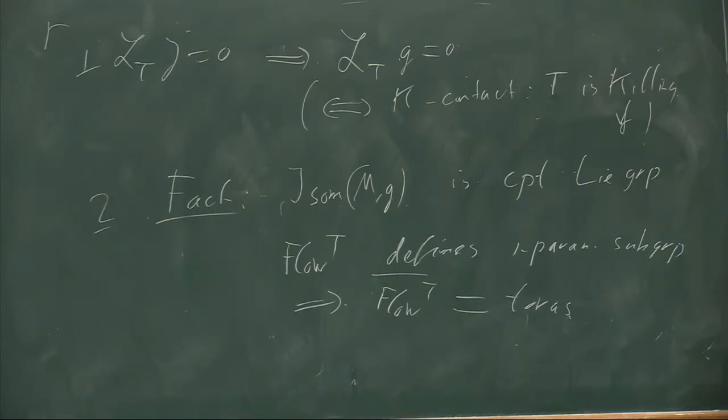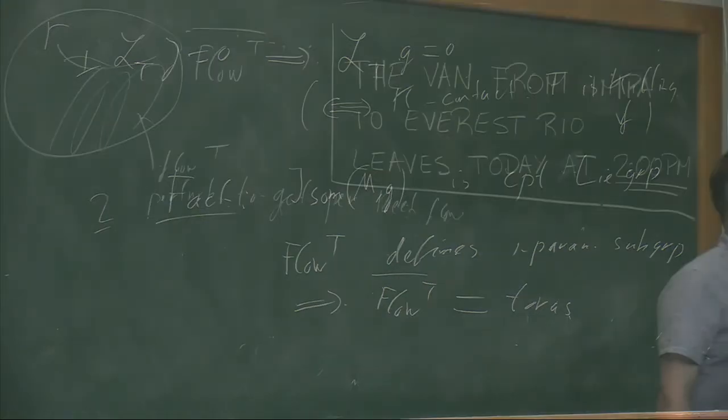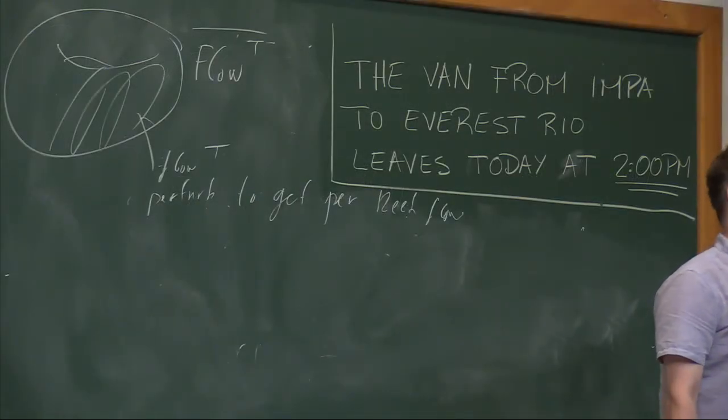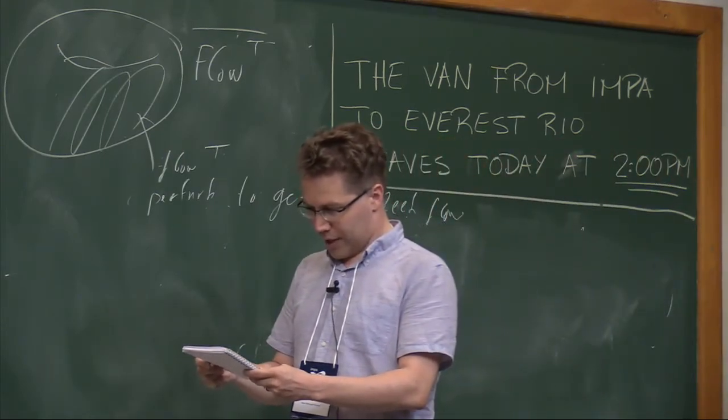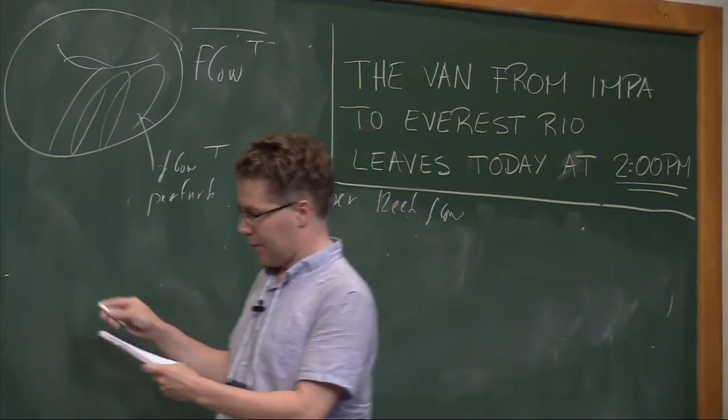You just perturb until you get a periodic Reeb flow. So you just get a contact vector field, and then this contact vector field is transverse, so it's also the Reeb vector field of something, and this gives you this perturbed thing. Okay, great. So now we have this.